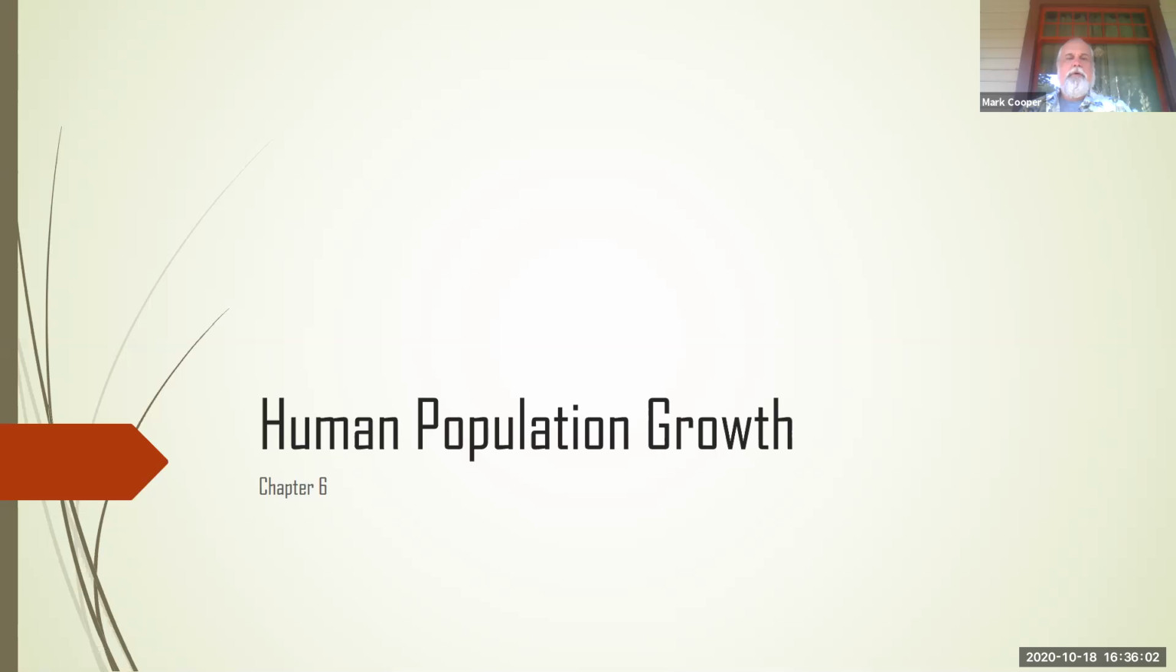So we're going to start with chapter 6 now, and there'll be 4 videos. We'll start talking about population growth in general, and then we'll flip to humans and look at how populations grow and some of the factors that are involved. And then we'll even talk a little bit about urban trends.